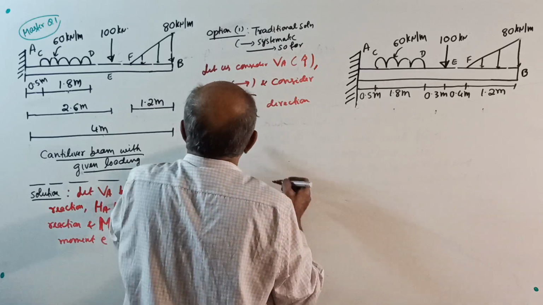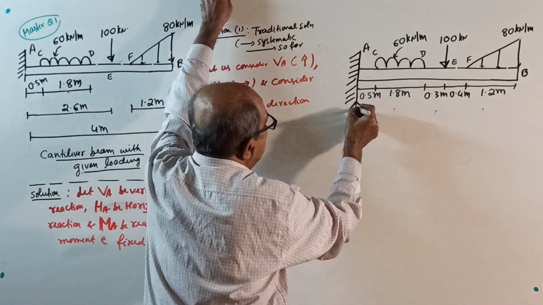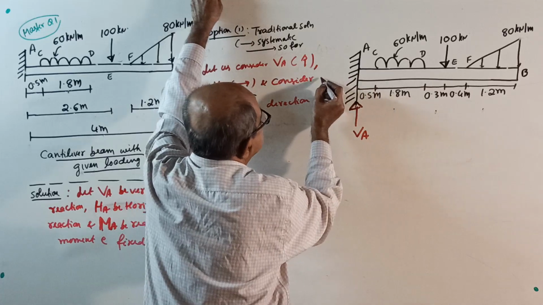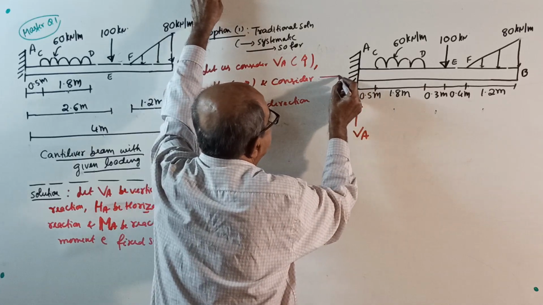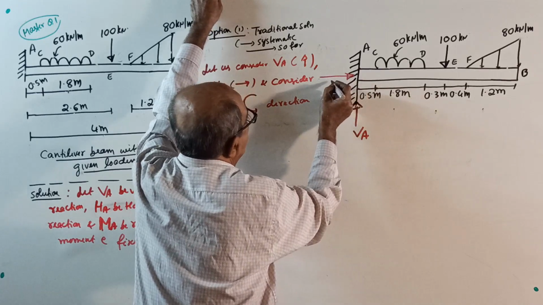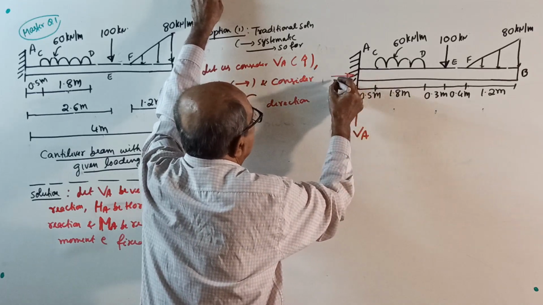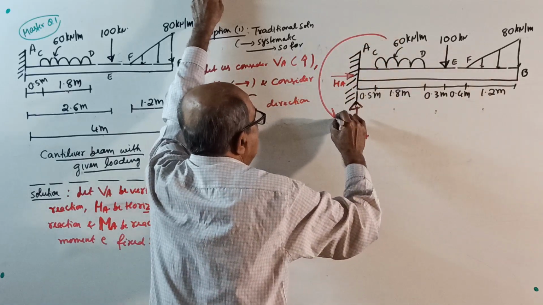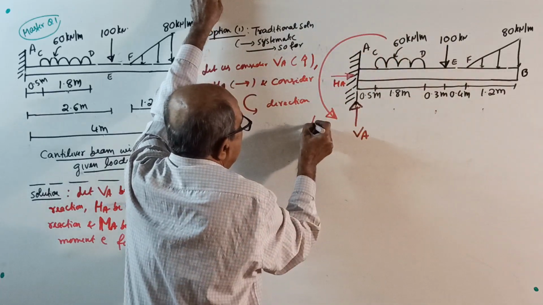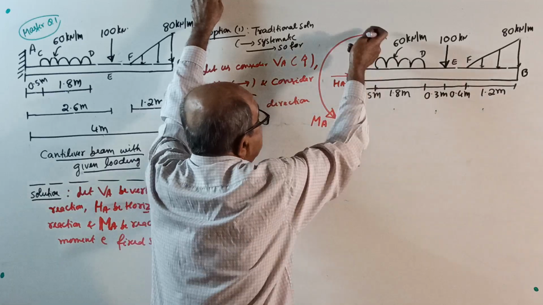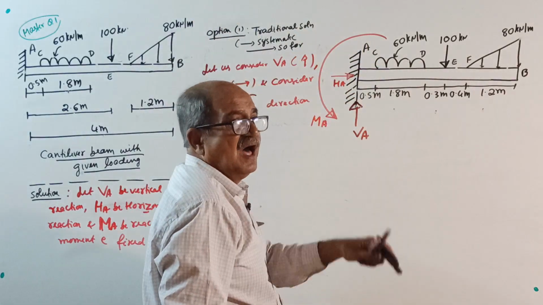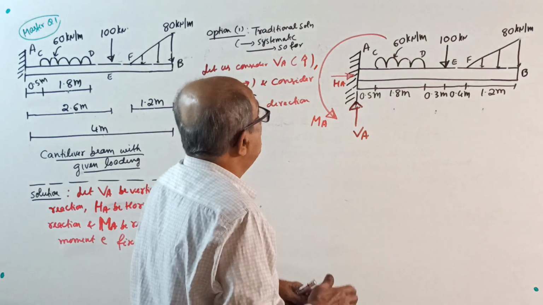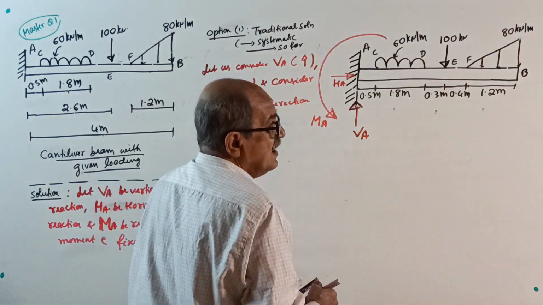Now, reaction, in red color, I am assuming VA in vertically upward direction. And horizontal reaction, I am assuming to the right side. Actually, unwanted. I'll put here the small HA. And the most important, I will consider reacting moment MA in anti-clockwise direction. I told very clearly last time, once again I am telling today, this is the beam for which you require support reactions. Now it is ready for solving.